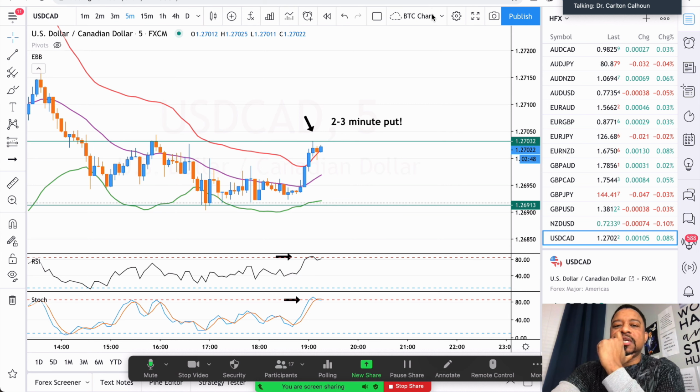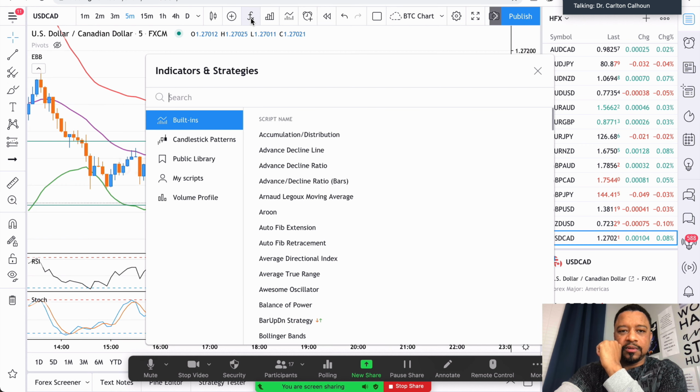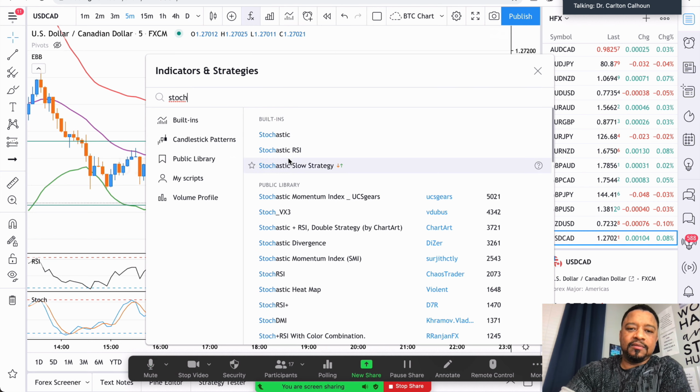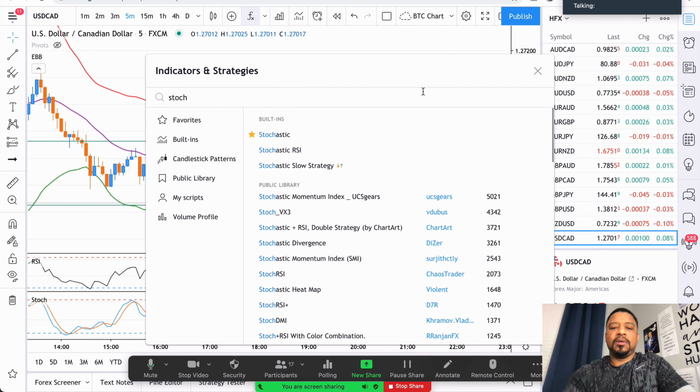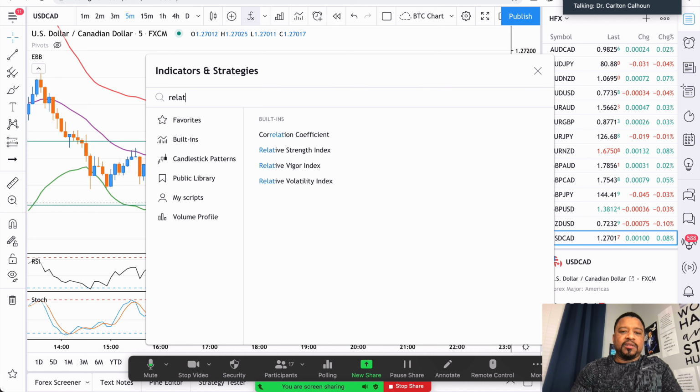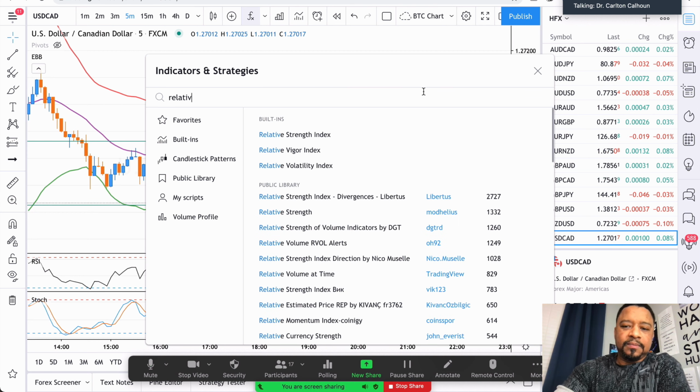So, as you can see, this trade would have cleared. My stochastic. So, if you're using TradingView, which I use to mark up my charts and all of that good stuff, your indicators is this function symbol. Click it. Stochastic, first one. I need to star that, make it a favorite. The other one is the relative strength index. First one.